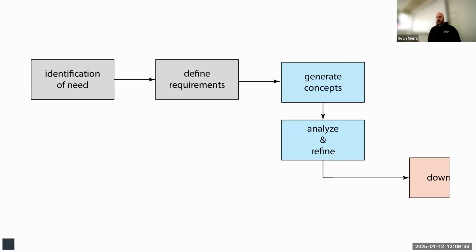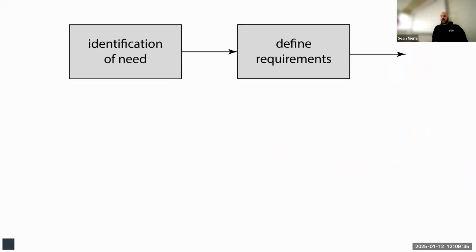So let's go ahead. We're going to jump in looking at these first two steps, identification of need and defining our requirements. These are, I guess we will call this our problem statement when it comes to the design process. If we're going to be looking at this as a problem statement, we have a lot of things that are going to feed into the identification of need.